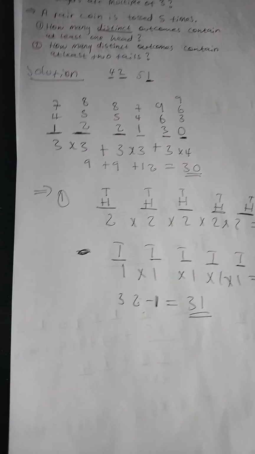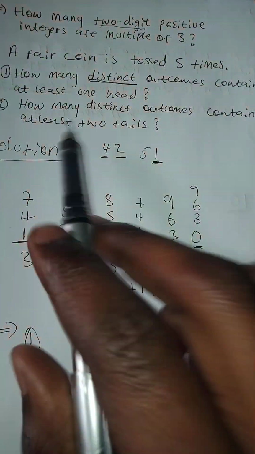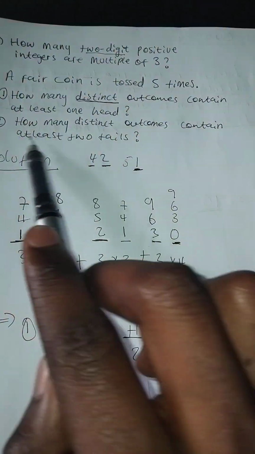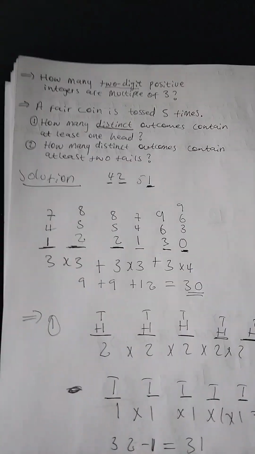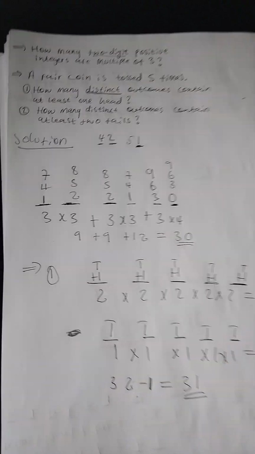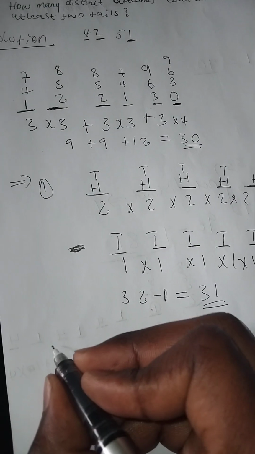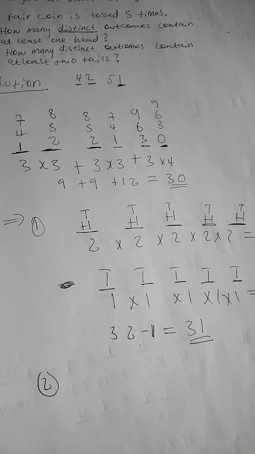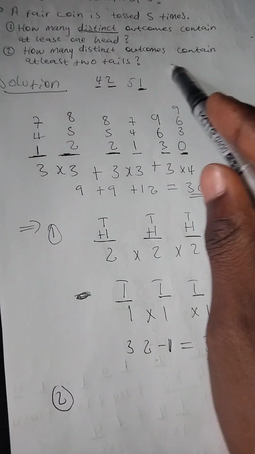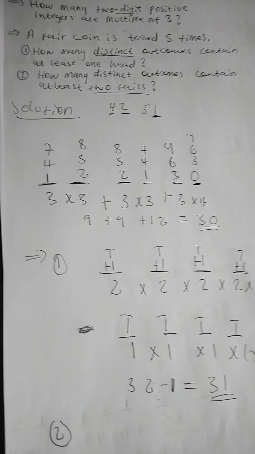Okay, yes. So the next question, let us see. It says how many distinct outcomes contain at least two tails? So basically for this one, we have to think around it a bit. It's not that straightforward like the first one. Okay, so on the second one, I'll need you guys to be with me. In this case, they want it to contain at least two tails.